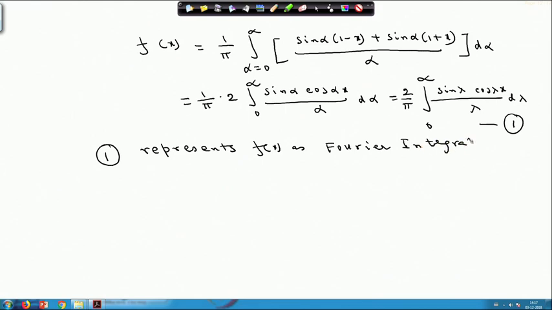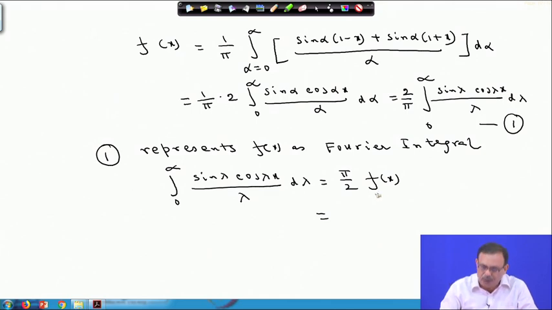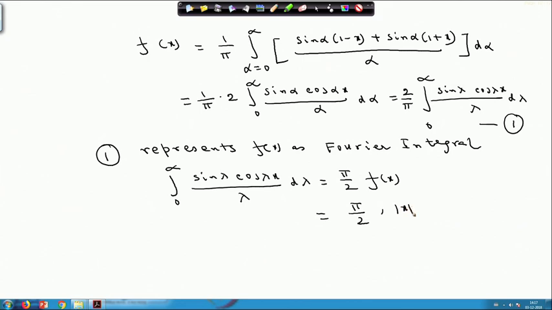So, you are obtaining the Fourier integral of f(x) as this. From the other way, I can tell that 2/π ∫ from 0 to infinity of sin λ cos λx / λ dλ equals π/2 times f(x), and you know f(x): f(x) is 1 for modulus of x less than or equal to 1, 0 otherwise. So this equals π/2 whenever modulus of x is less than 1, and it is 0 for modulus of x greater than 1.